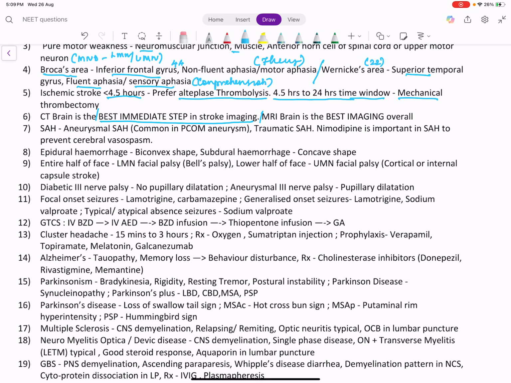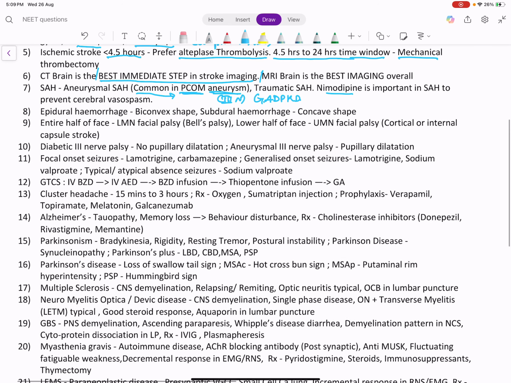In subarachnoid hemorrhage, we have two types, aneurysmal SAH and traumatic SAH. Aneurysmal SAH commonly occurs due to berry aneurysm. When it ruptures, there will be SAH. This berry aneurysm is common in the posterior communicating artery. It will be close to the third nerve. And berry aneurysm is also common in autosomal dominant polycystic kidney disease. So one drug which we have to remember is nimodipine. Nimodipine is important in SAH to prevent cerebral vasospasm.